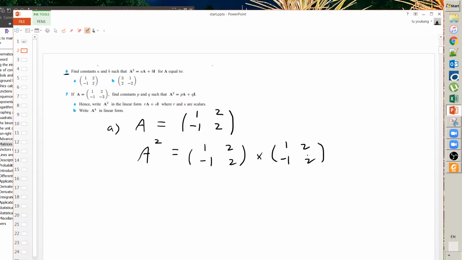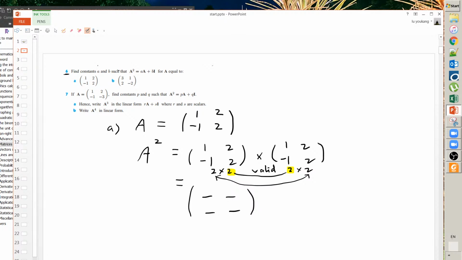Okay, so when you times itself, this is a 2 by 2 matrix, and then this is also a 2 by 2 matrix. So first thing first, because this 2 and this 2 are the same, therefore the product is valid. So since the product is valid, you will end up with a 2 by 2. Okay, so your job is to fill up the blanks. You have 4 blanks to fill up.